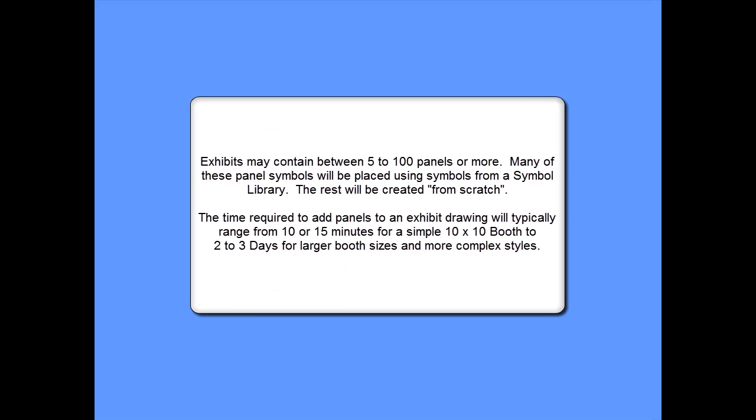Exhibits may contain between 5 to 100 panels or more. Many of these panel symbols will be placed using symbols from a symbol library. The rest will be created from scratch. The time required to add panels to an exhibit drawing will typically range from 10 or 15 minutes for a simple 10x10 booth to 2 to 3 days for larger booth sizes and more complex styles.